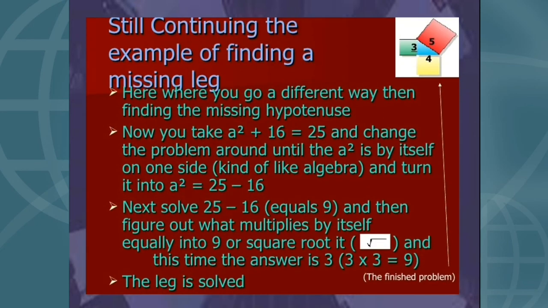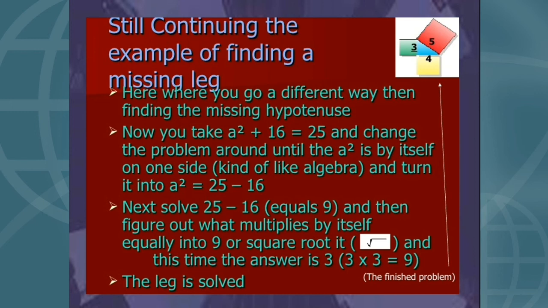Okay, so still continuing the example of finding the missing leg. Here is where you go a different way than finding the missing hypotenuse. Now, you take a squared plus 16 is equal to 25 and change the problem around until the a squared is by itself on one side, just like in solving algebra. So, it turns into a squared is equal to 25 minus 16. Like we said, transpose, so positive becomes negative, or using the subtraction property of equality.